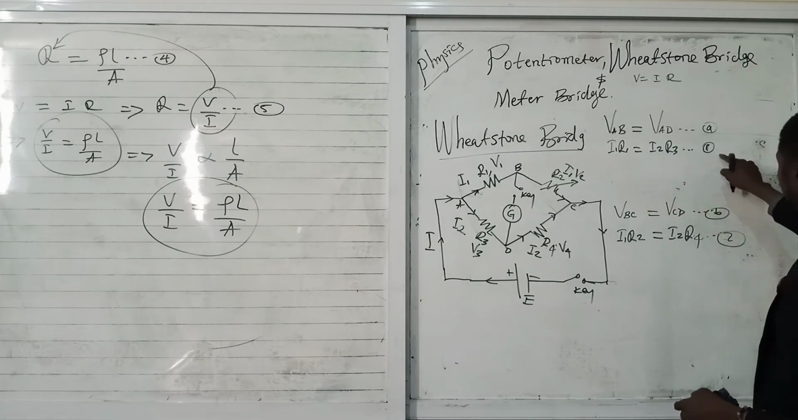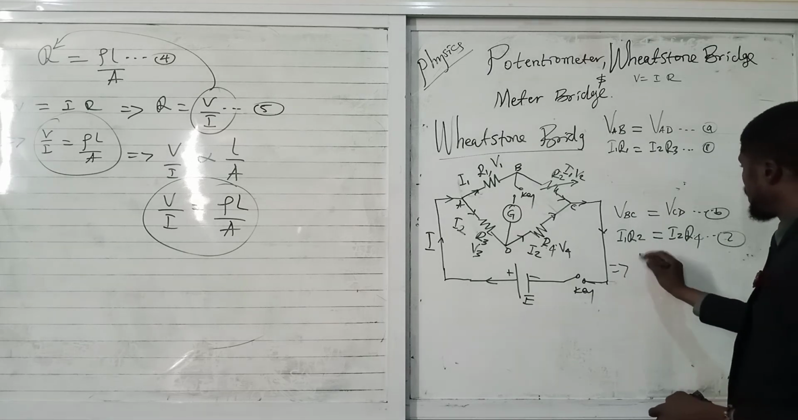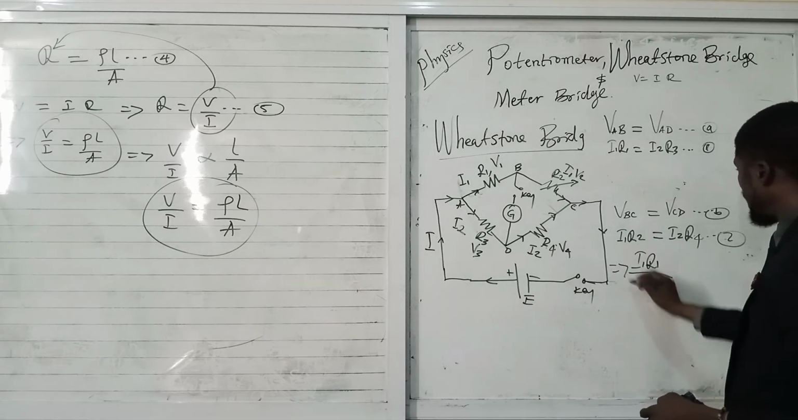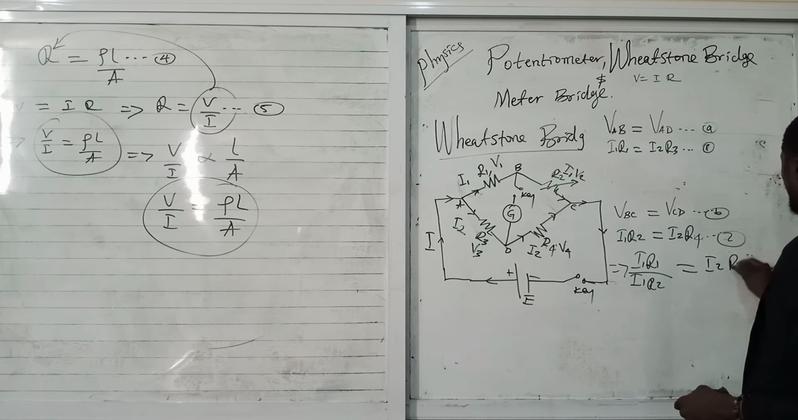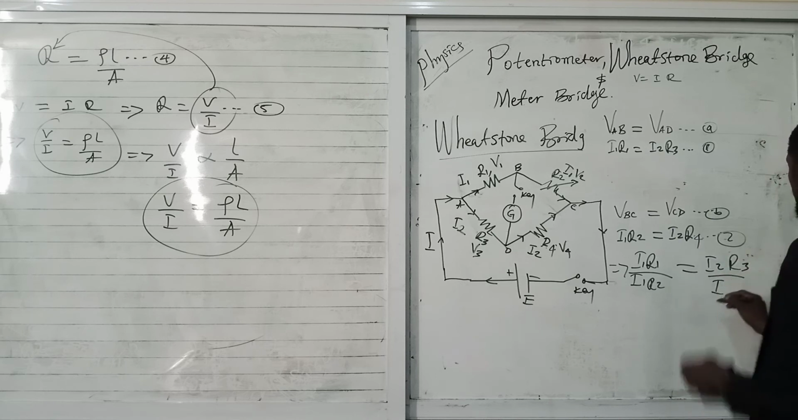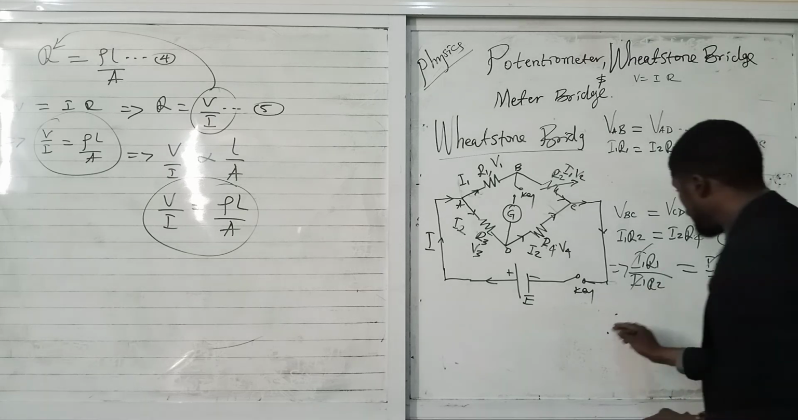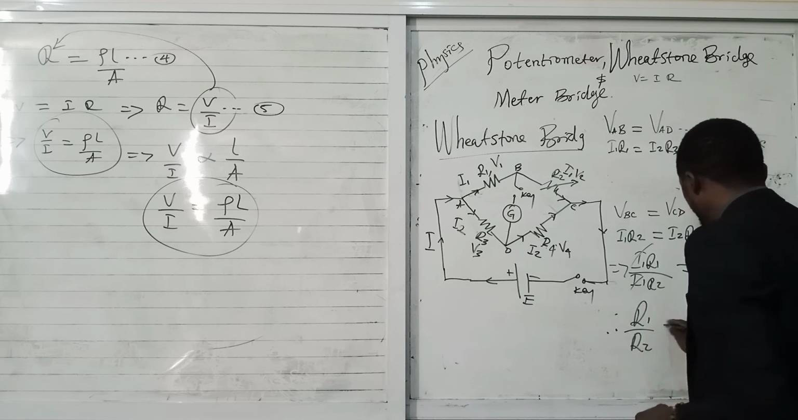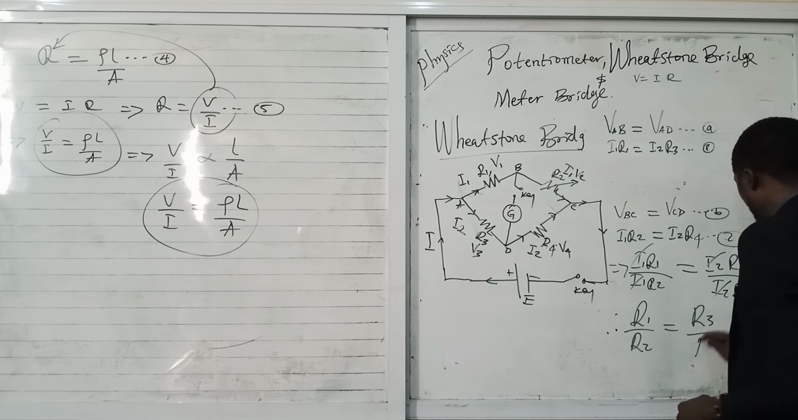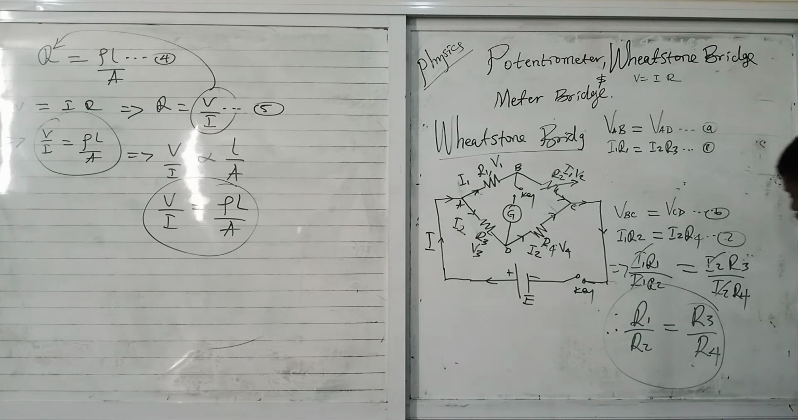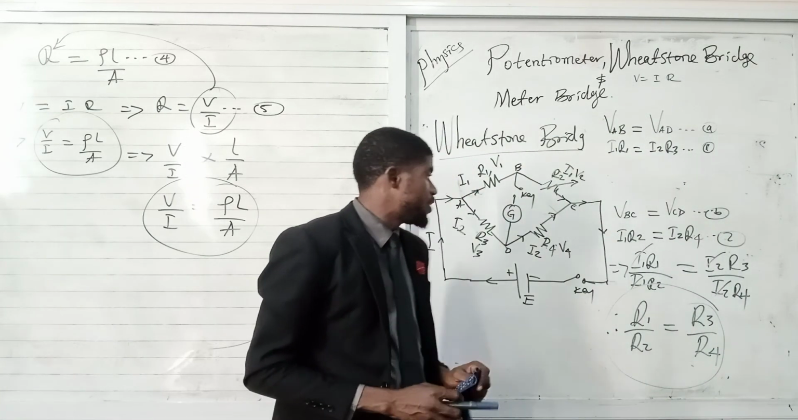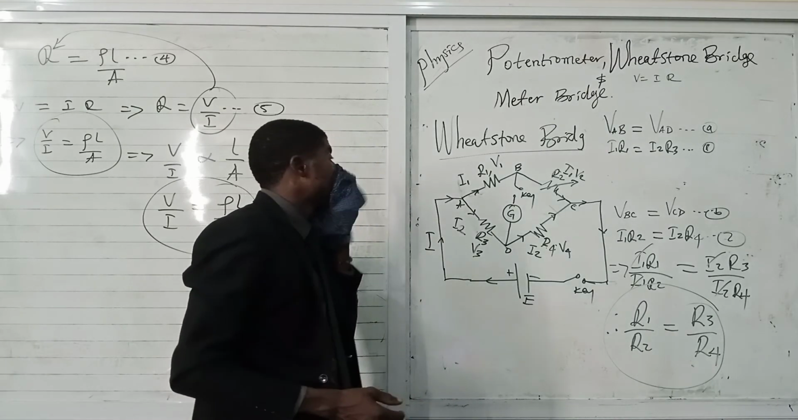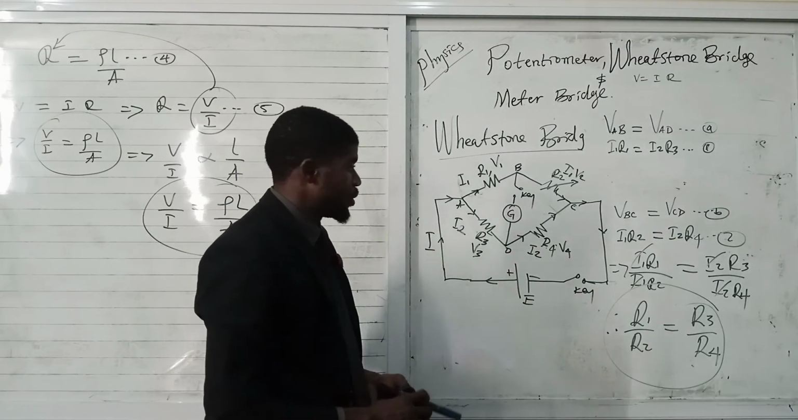Divide equation 1 by equation number 2. So this implies that I1 R1 divided by I1 R2 is equal to I2 R3 divided by I2 R4. This will cancel, this will cancel. Therefore, R1 over R2 is equal to R3 over R4. This is the Wheatstone Bridge equation that is used to determine the value of unknown resistance in a circuit. I hope this is well understood.